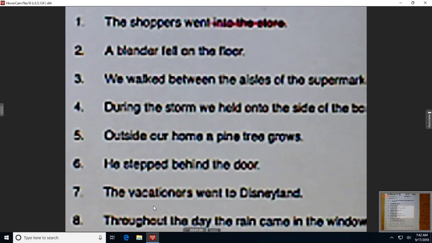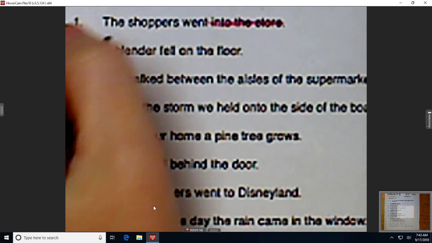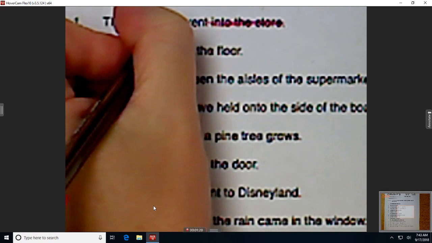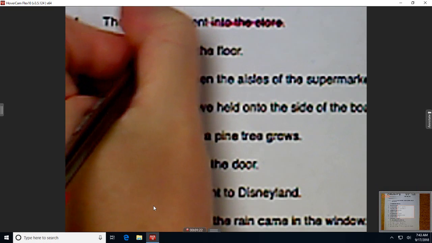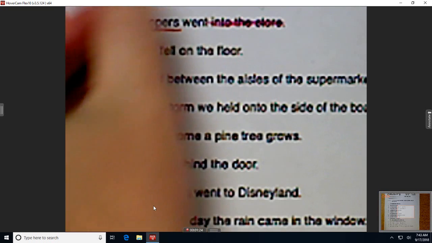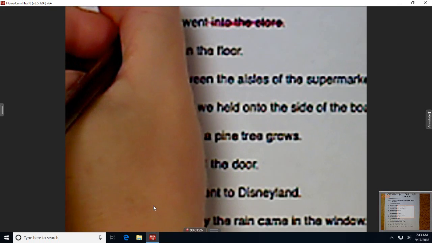So now we want to figure out our subject and our verb. Our subject and our verb of our sentence will never be in a prepositional phrase. So let's do our subject first. What's a person, place, or thing in this sentence? Abby? Shoppers. We are going to underline shoppers one time. That's our subject. And if you want to, you can write a little S above it.